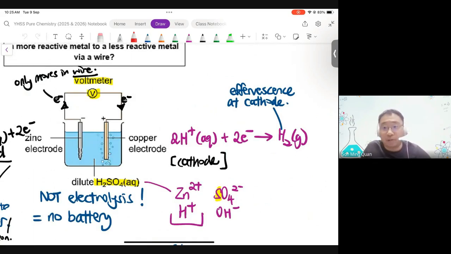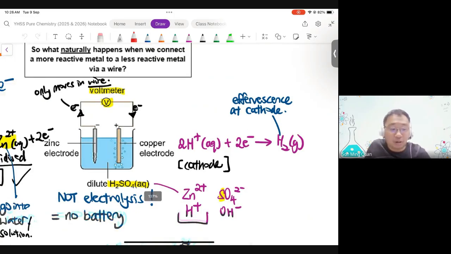So look at the ions present in the solution. You have Zn2+, you have H+. So which one do you think will be reduced? Again, we go through our knowledge of the electrochemical series. H+ is lower than Zn2+ in the electrochemical series. Therefore, H+ is reduced to form hydrogen gas. And that's why at the cathode, which is a copper electrode, you actually see bubbles, effervescence of hydrogen gas.